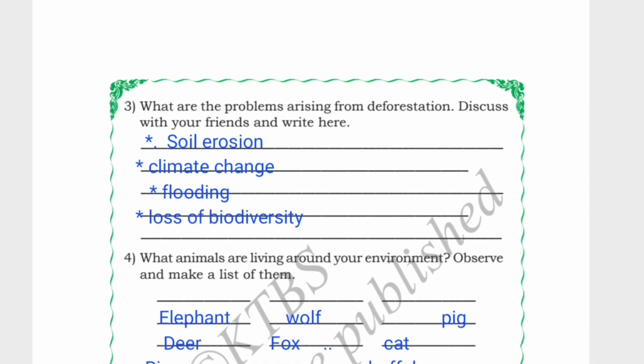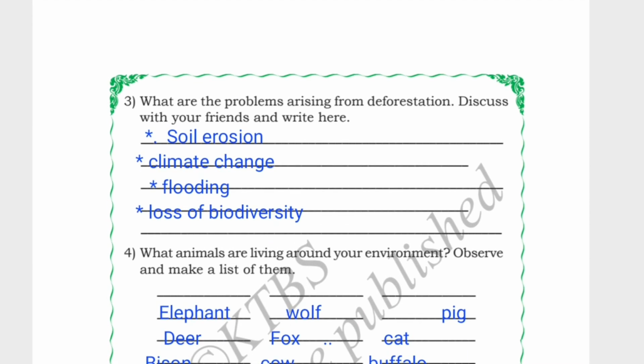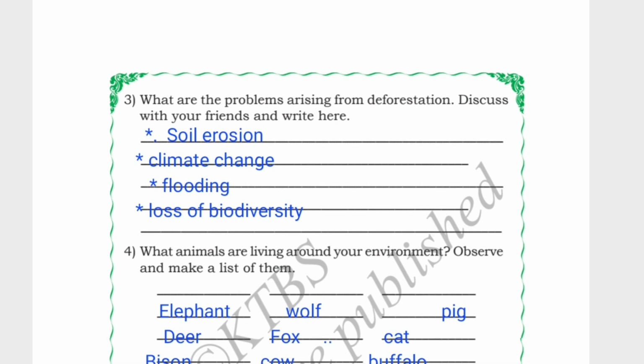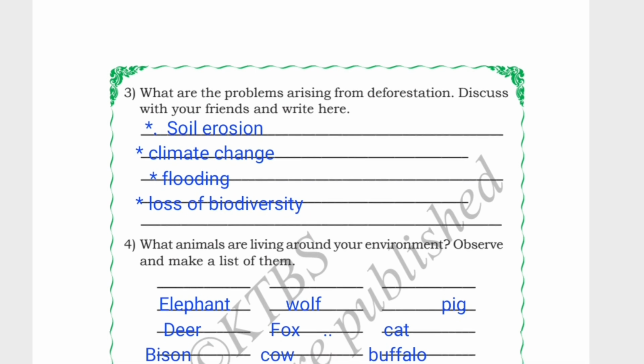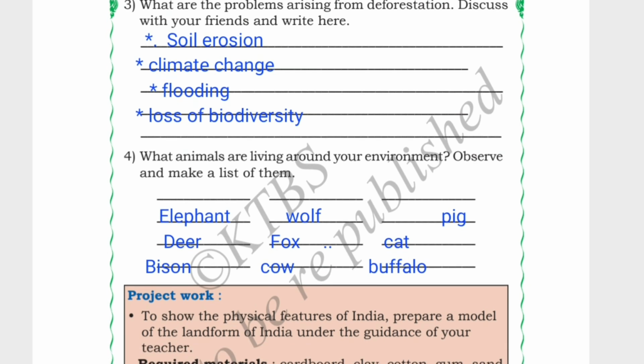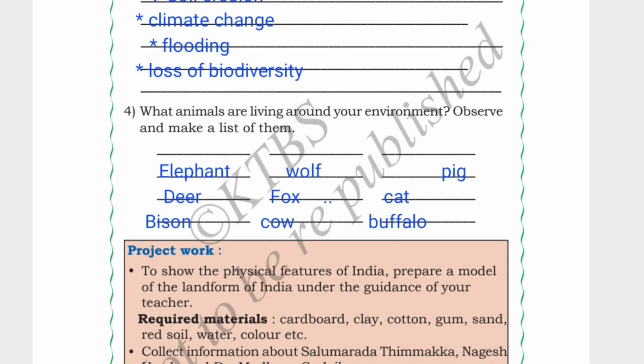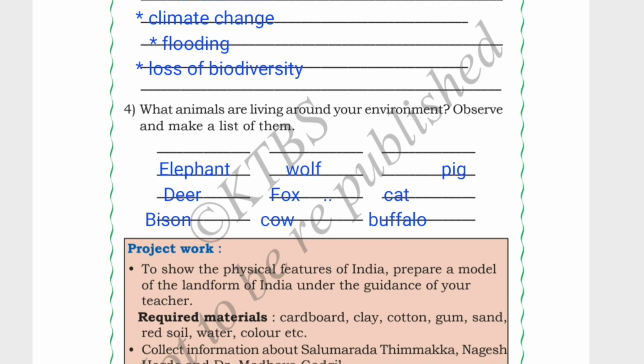What are the problems arising from deforestation? Discuss with your friends and write here. Soil erosion, climate change, flooding, loss of biodiversity. Now last question. What animals are living around your environment? Observe and make a list of them. Elephant, wolf, pig, deer, fox, cat, bison, cow, buffalo.